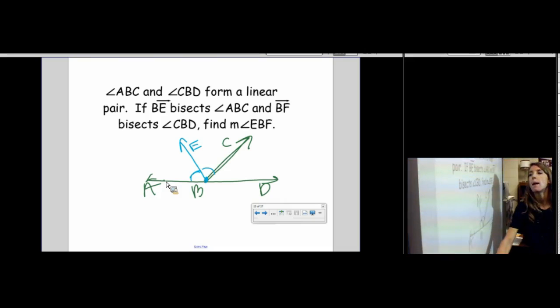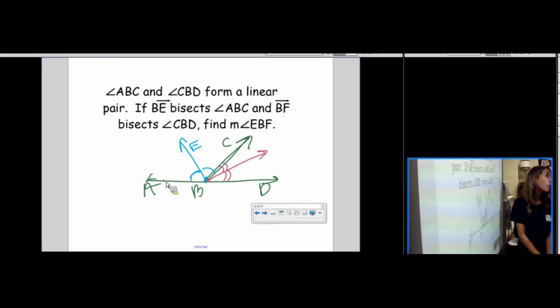BF bisects CBD. So I have a new angle bisector cutting a whole new angle in half. So I'm going to put a double arc so that I don't think that all four of those are equal, because then that would be too easy. I would just take 180 divided by 4. Okay, it is asking for the measure of EBF. And you're like, oh my goodness, Miss Stan, there are no numbers on this picture. How in the world am I going to find the measure of that purple angle?